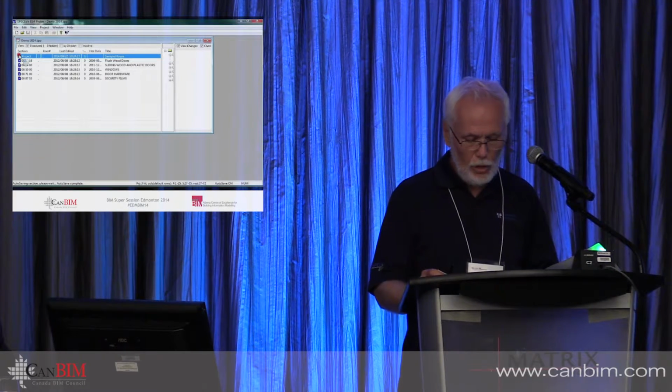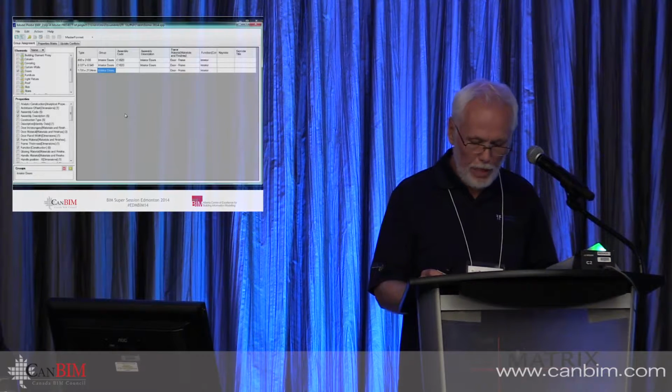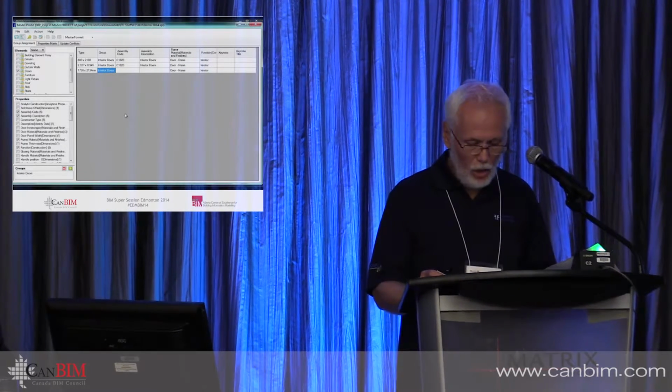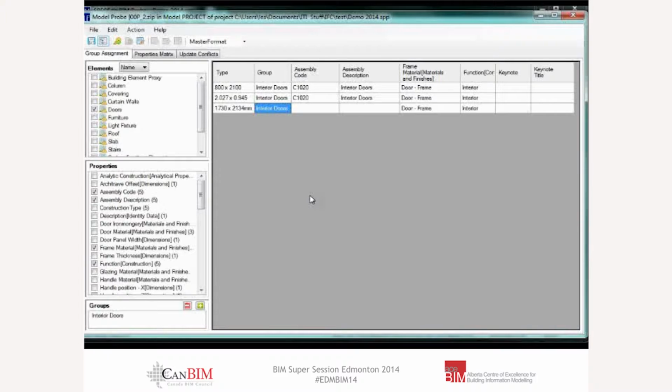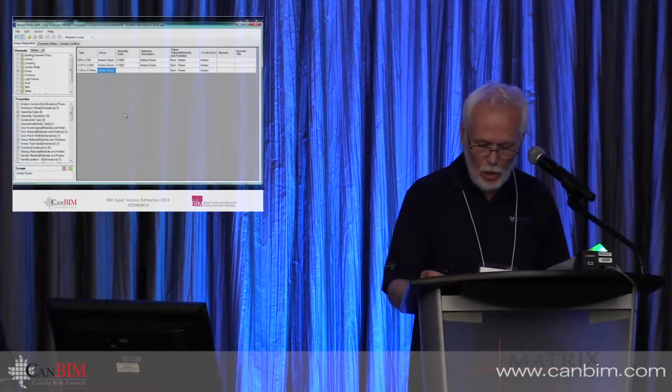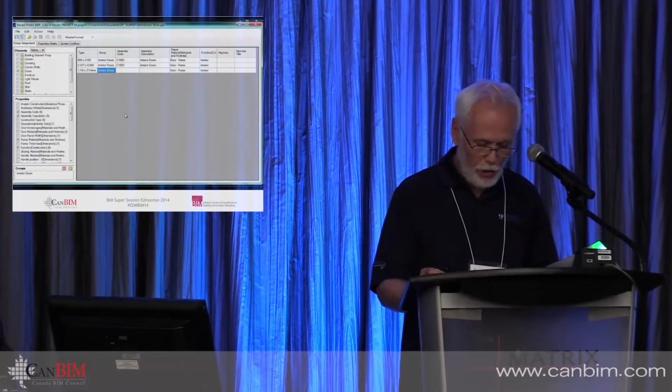A specifier is not concerned about the number of doors or their placement. Rather, he's concerned about the types of doors and their various properties. At the lower left, Spec Edit shows a list of the properties of those types. For example, dimensions, finishes, etc. Selecting any of these properties adds them to the table, thus showing the values of the property for each type.